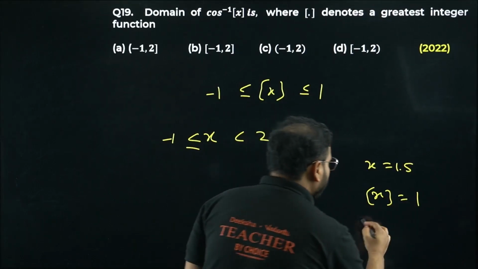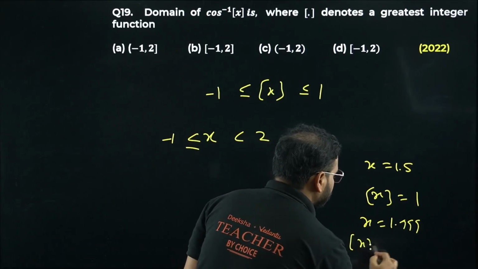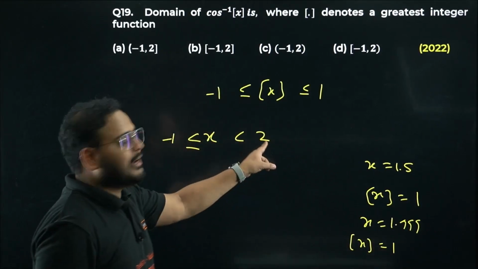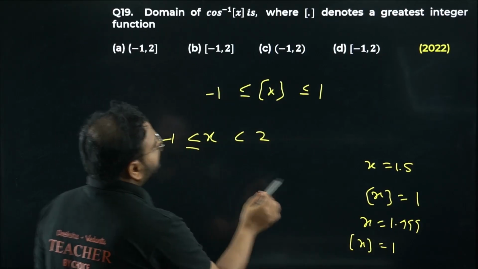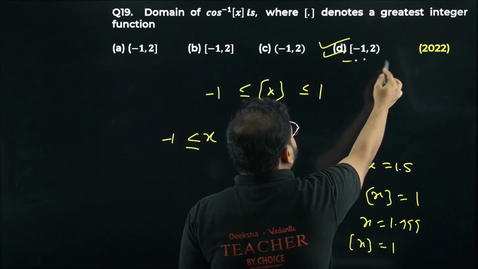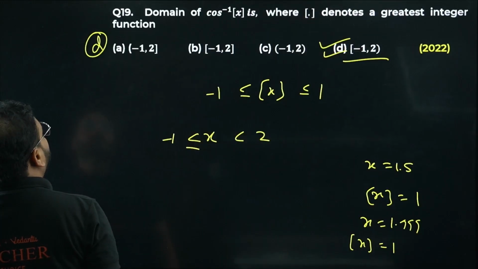Even if I take the x value as 1.999, what is the value of this? It'll be 1 only, right? So that's why it is open at the end. What is my answer? -1 closed to open at 1. Option D is right. Option D is correct. Please check.